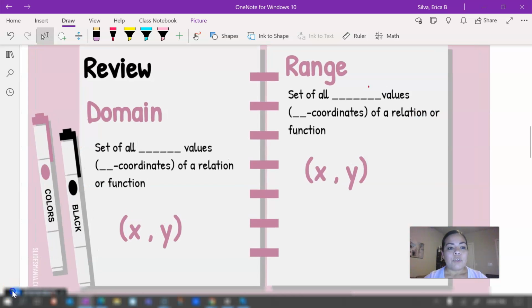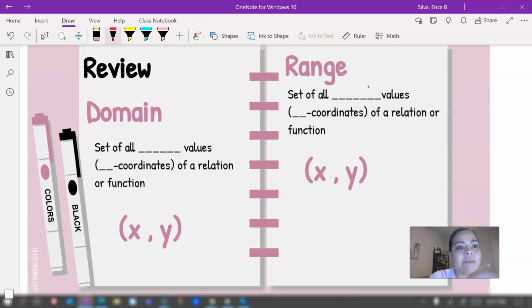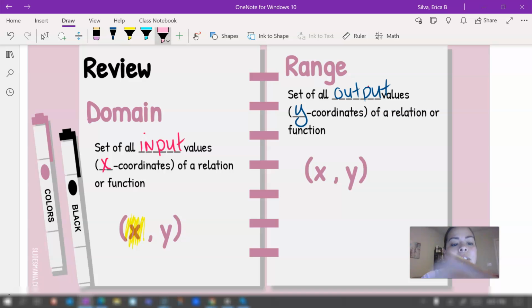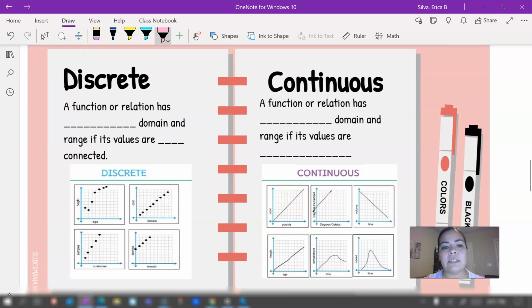So let's go ahead and review domain and range. Domain is the set of all input values, or more commonly known as the x-coordinates of the relation. So when we're looking at the domain, we're just concentrating on the x's. Now for range, we have the set of all output values, or the y-coordinates, of a relation or a function. So we're just looking at the y values. All right, so for these next two lessons, we're going to be looking at discrete and continuous relations or functions.